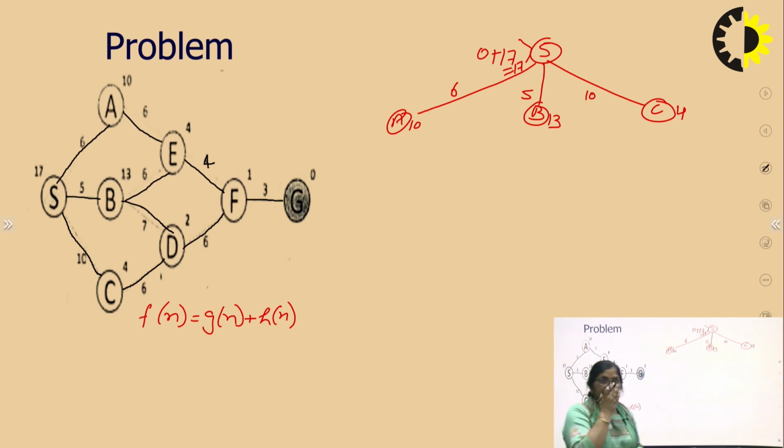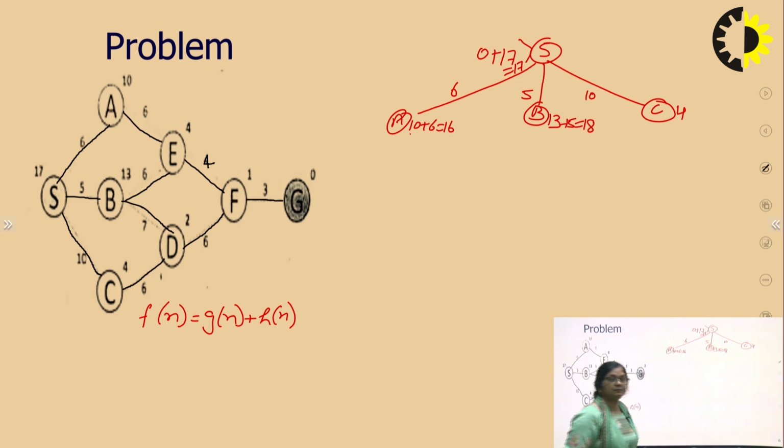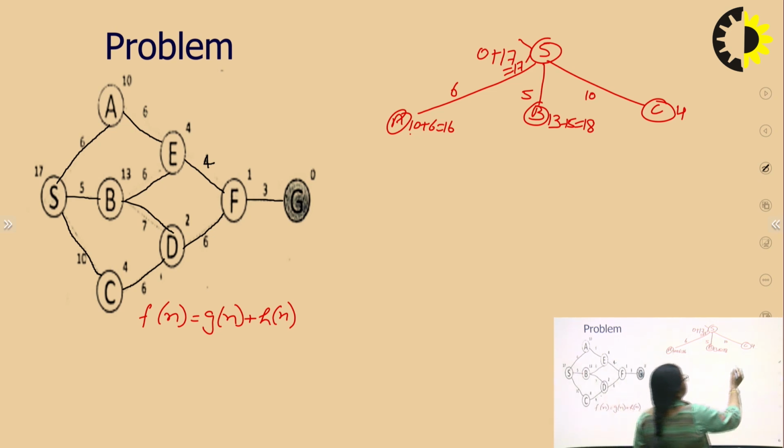In greedy best first, we were greedy in paying less for the rest of the path. But here, we want to pay less for the whole path from source to destination. There, we were just considering from current node to destination. So the total will be Gn plus Hn. Hn is 10, Gn is 6, so it will be 16. Here Hn is 13 and Gn is 5, so it is 18. This is 4 plus 10, 14.